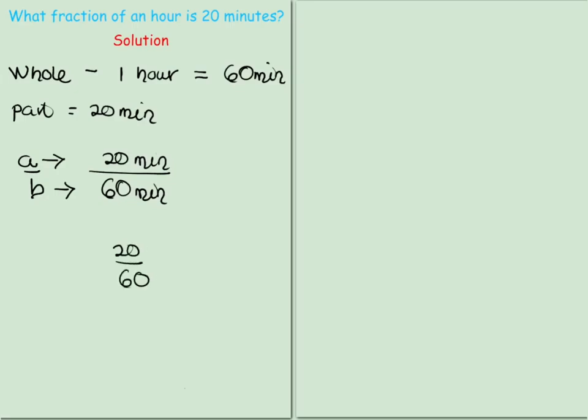In our subsequent lessons, we'll be looking at what we call simplification of fractions. And you realize that anytime you have something like this, you can choose to write it as 2 over 6 or 1 over 3. But for now, let's leave it this way as 20 over 60. So what fraction of an hour is 20 minutes? That is 20 over 60. Or if we were to simplify, we'll say a third, or 1 over 3.